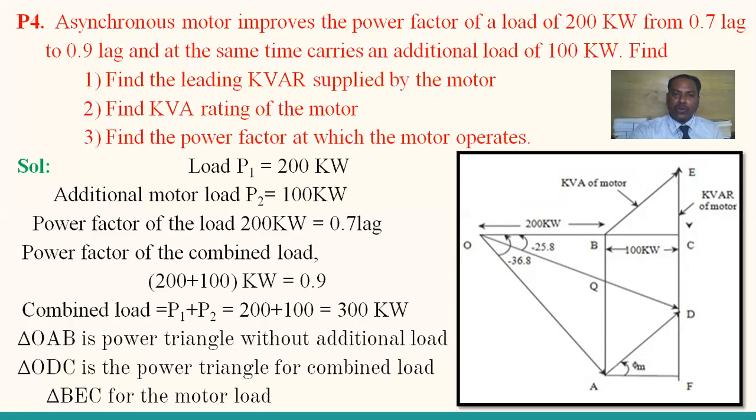Why is the synchronous motor connected to the existing load? In the sense to enhance the power factor from 0.7 to 0.9. Yes. So now what are the unknowns here? The first unknown is CE, that is the kVAR of the motor. The second unknown is the kVA rating of the motor, which is BE. And the third unknown is the power factor of the motor. So using this phasor diagram, we can calculate the rest of the things.